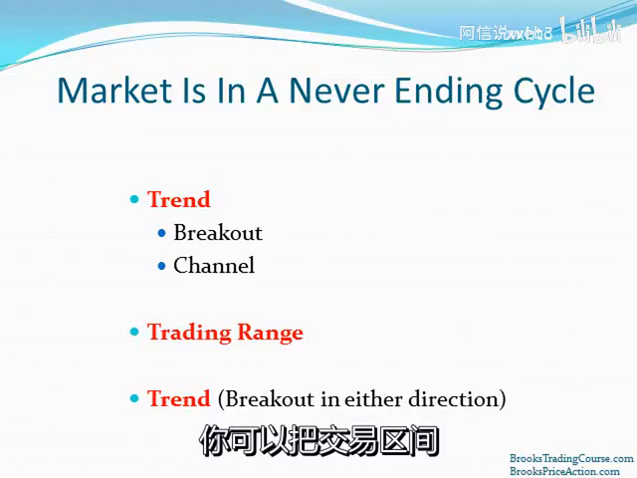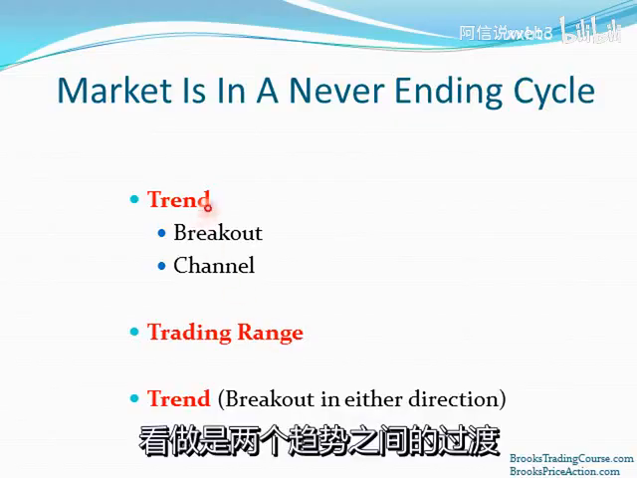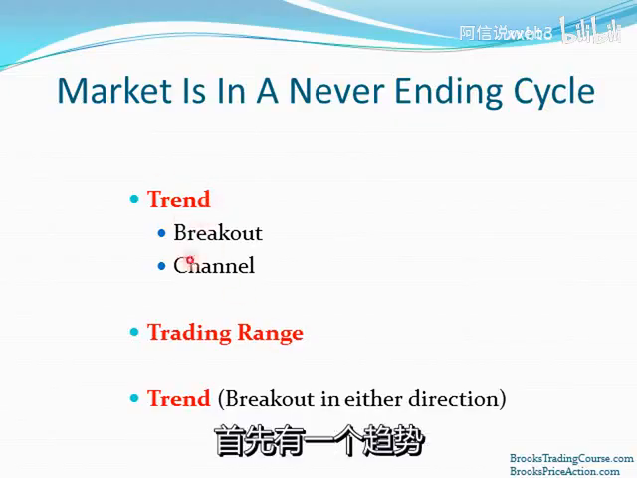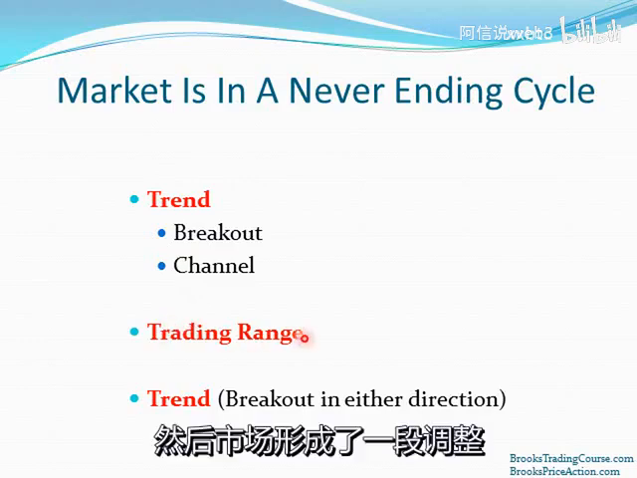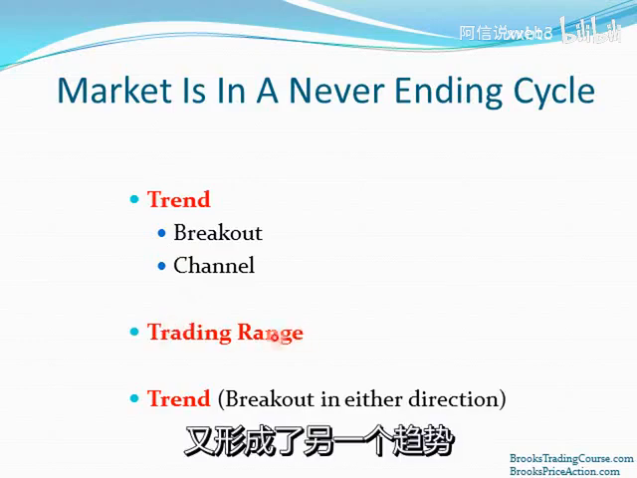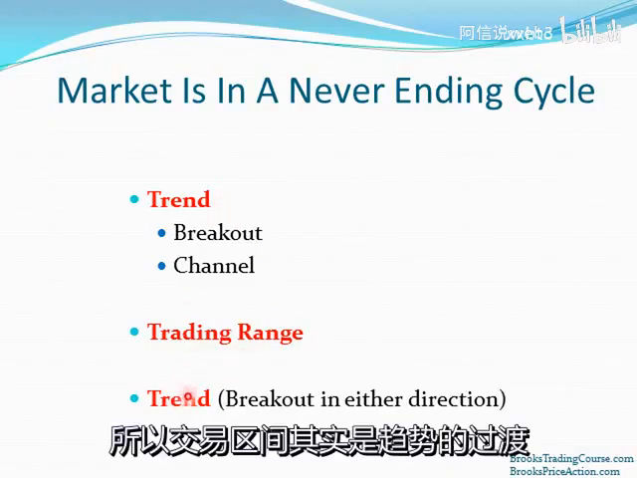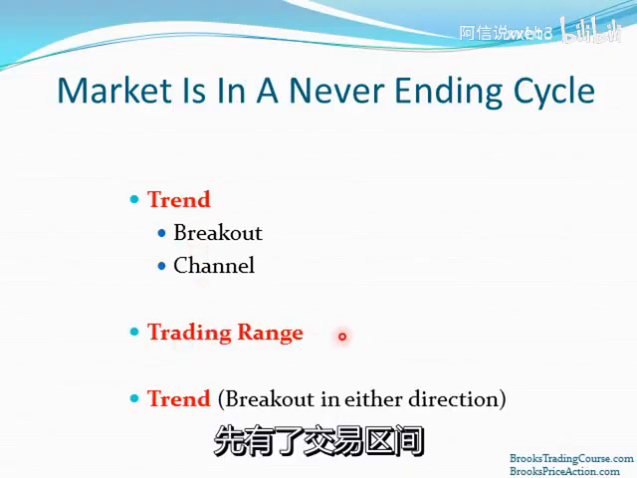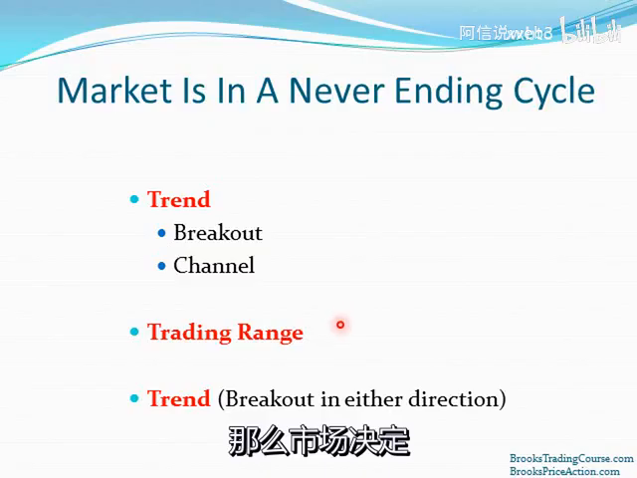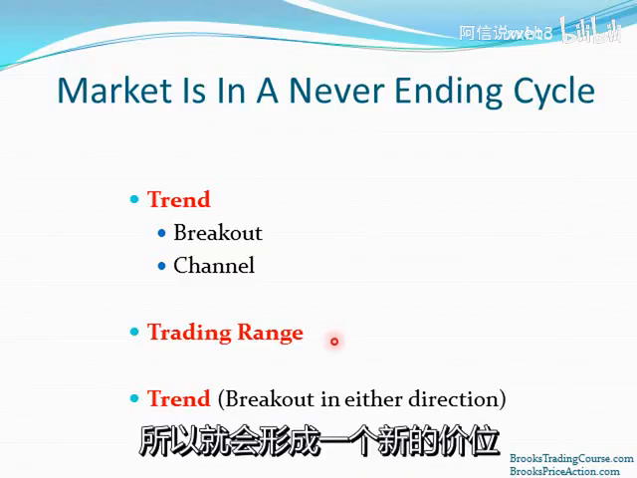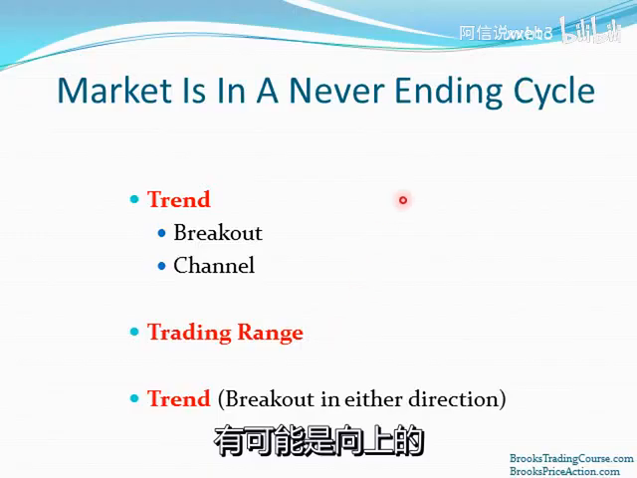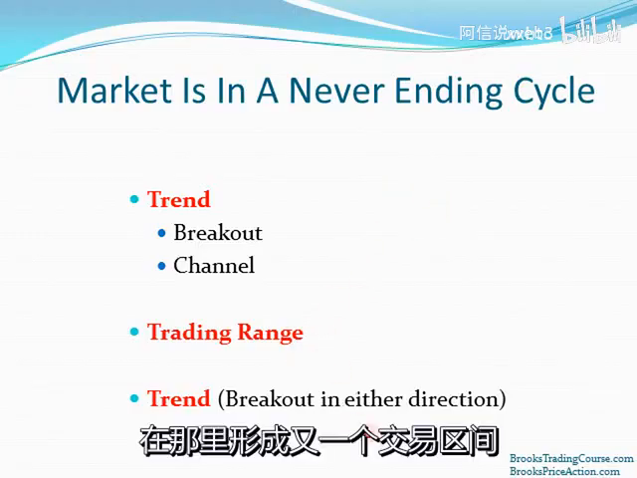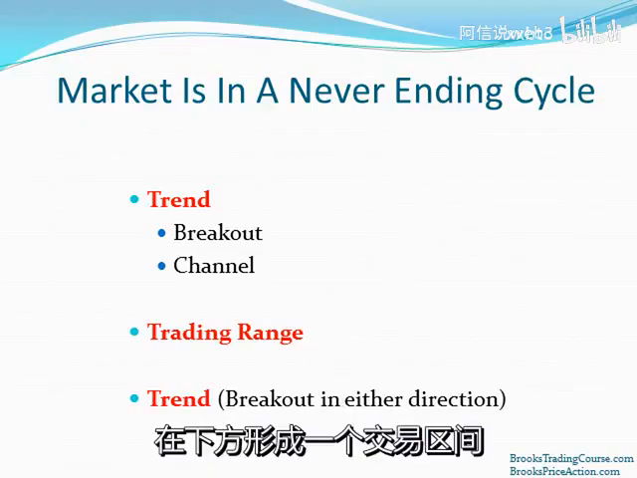You can view a trading range as a transition between trends. So you have a trend, the market pauses, hesitates, and then decides what to do, and then it becomes a trend. So the trading range is a transition between trends, but a trend is a transition between trading ranges. There's a trading range, and then the market decides the price is wrong and it has to quickly move to a new price level, a new value level. It might be up and then a new trading range. It might be down and then a new trading range.